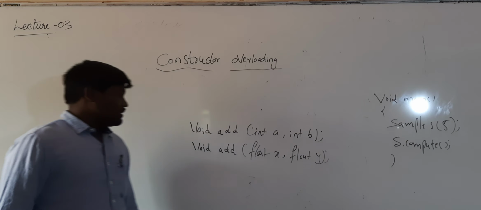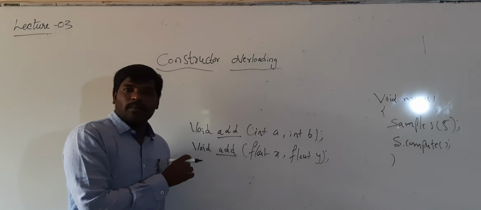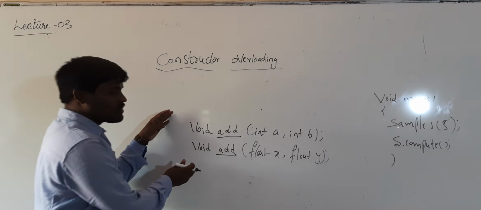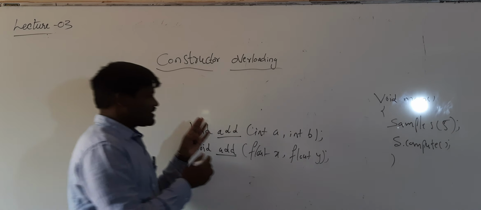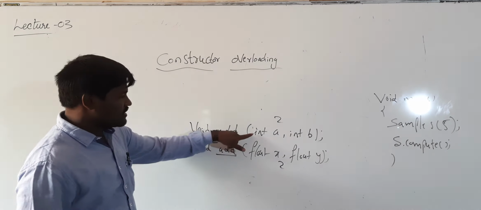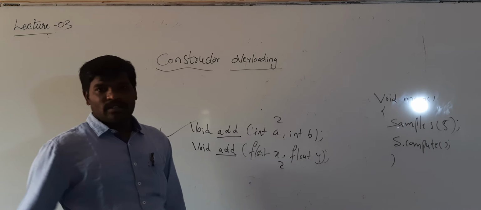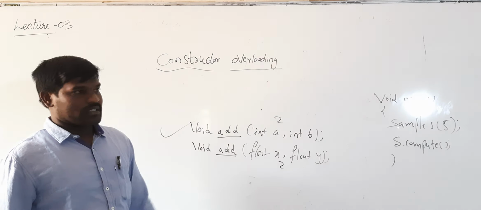See here, an add function is there, and here also an add function is there. If you want to apply function overloading, it must consist of at least two functions. Here the number of arguments is two, and here also the same. The number of arguments is the same, so the change is in the data type of the argument. So this is valid function overloading.